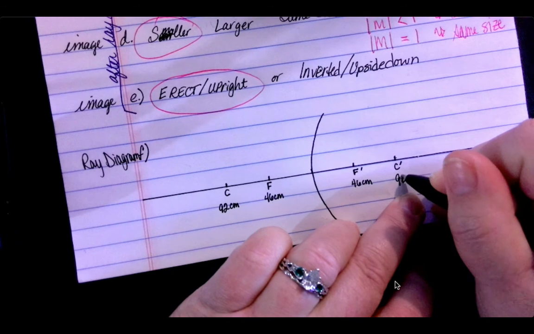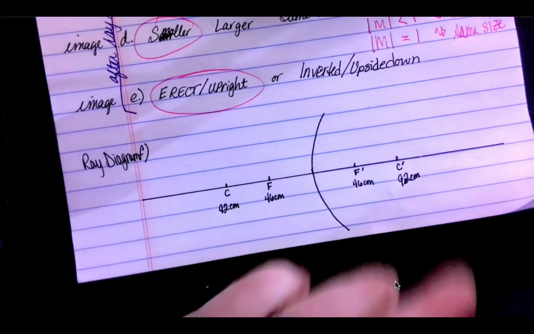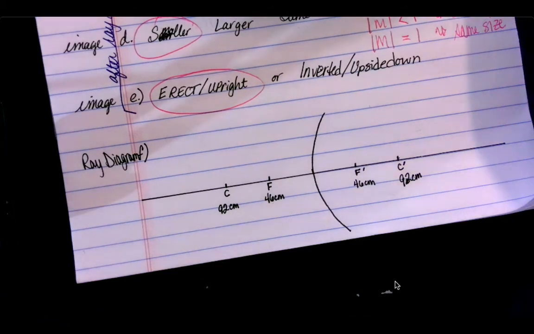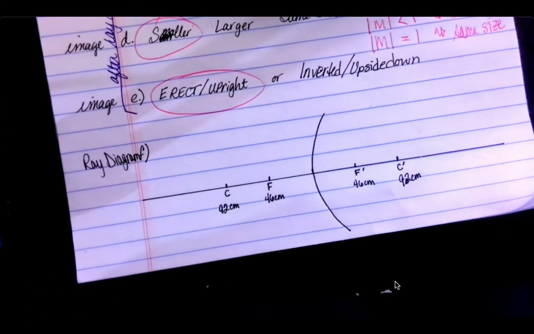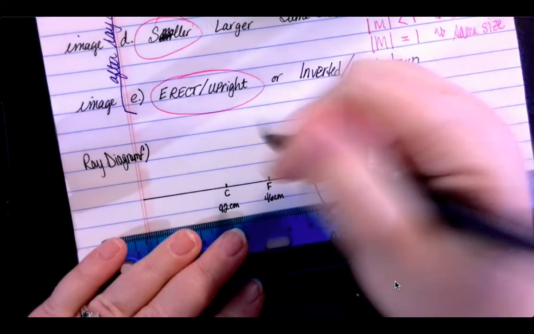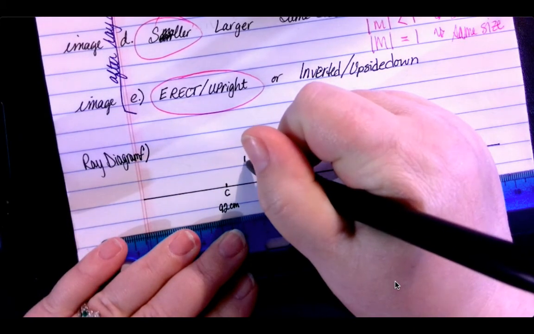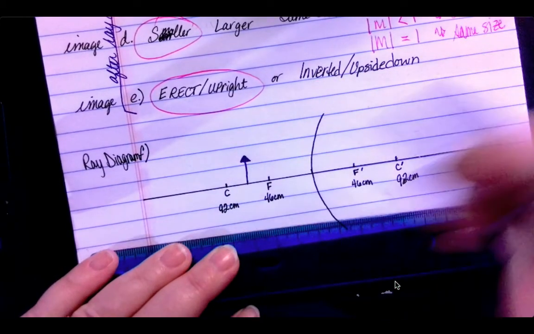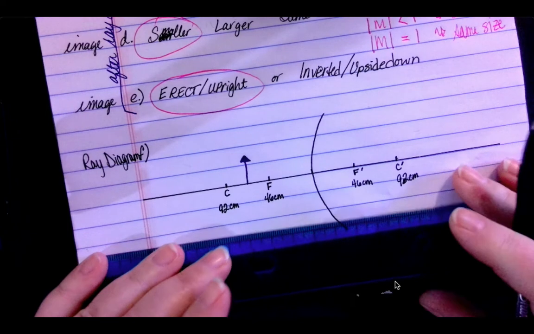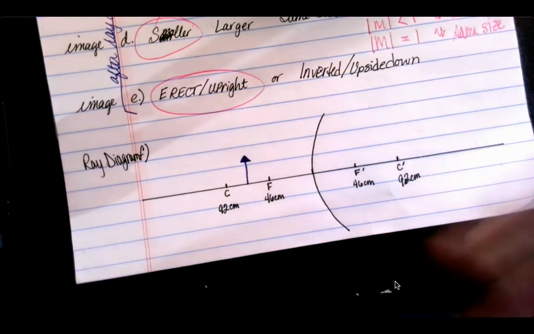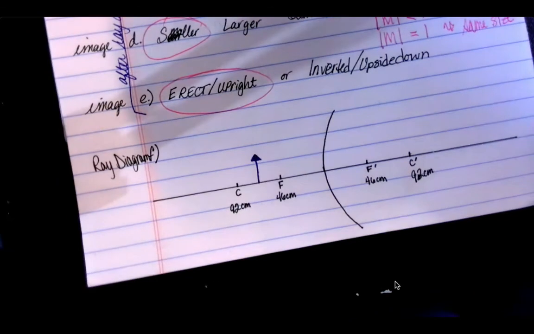All right. So I am going to grab a pen and my handy dandy ruler to make this happen. And I want to draw an object, which is just an upright arrow, somewhere in between, because it's at 66 centimeters, which is in between 92 and 46. Exactly where, I don't care that much. It just needs to be in the right general area, which in this case means it's in between.